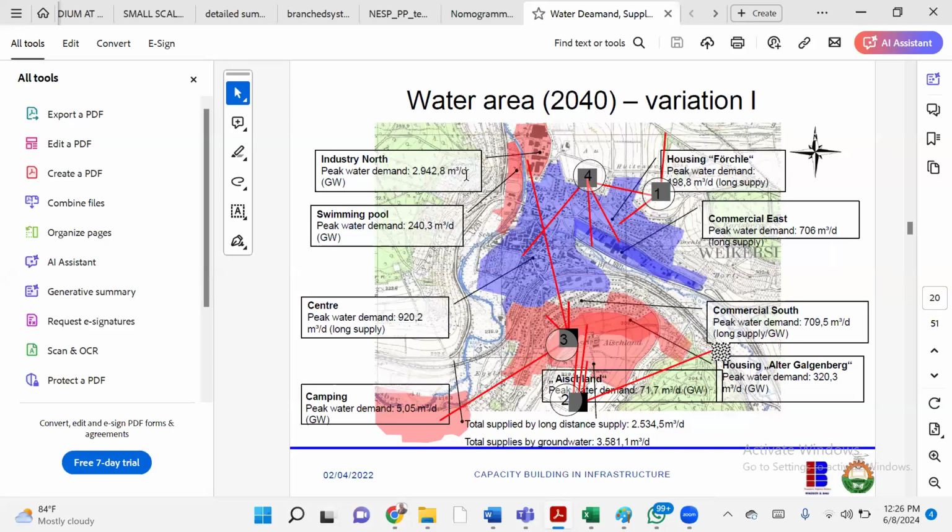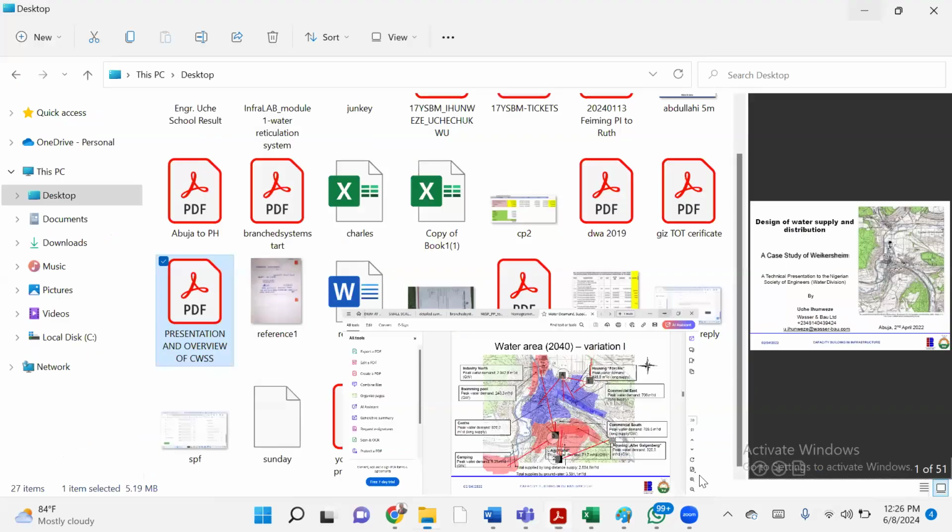So you convert this to liter per second. You get the pipe size. You convert this to liter per second. You get the pipe size. This is 920.2. Convert it to liter per second. Get the pipe size. I mean, it's very simple. You've done it today. So just do it. Then you now fill this.